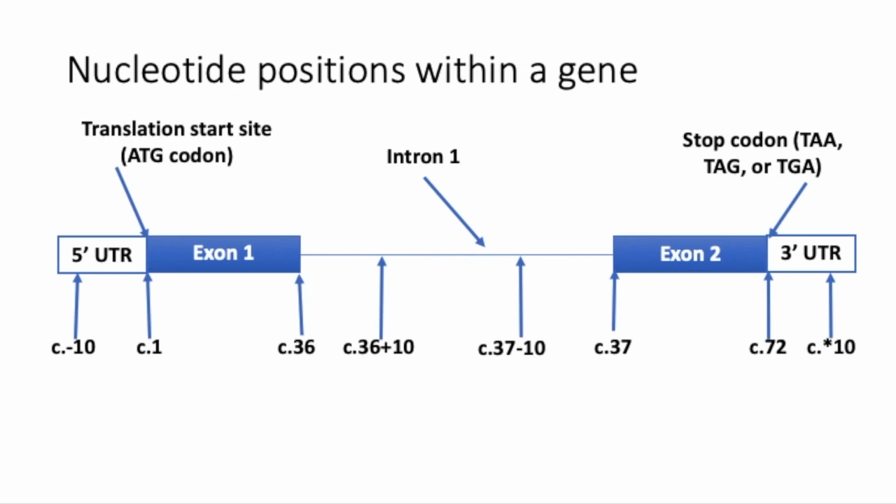Nucleotide positions in the 5' UTR are named backwards from the c.1 translation start site. So a nucleotide that is 10 nucleotides upstream of the c.1 nucleotide position in exon 1 would be called c.-10. Nucleotide positions in the 3' UTR are named relative to the stop codon using an asterisk notation. A nucleotide that is 10 nucleotides downstream of the c.72 nucleotide position in exon 2 would be called c.*10.